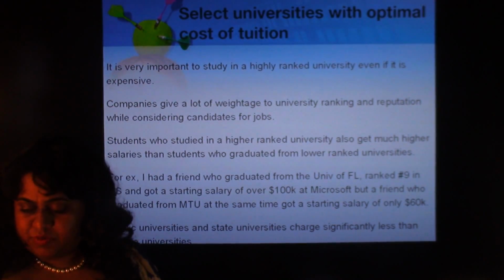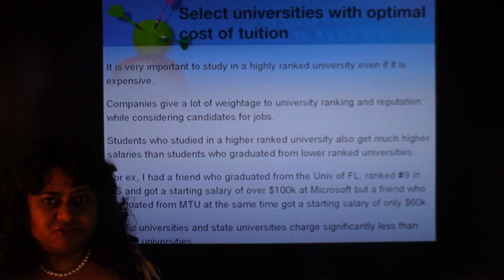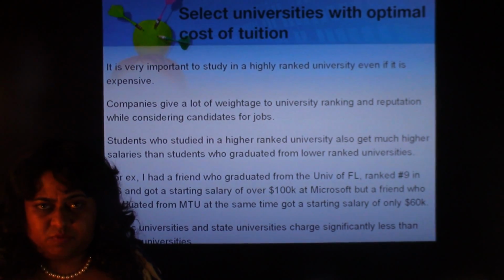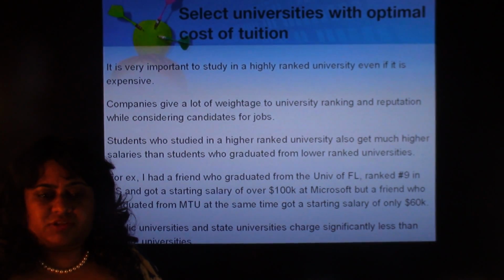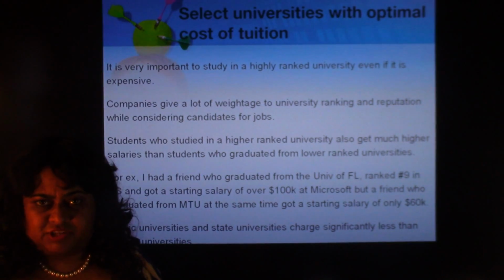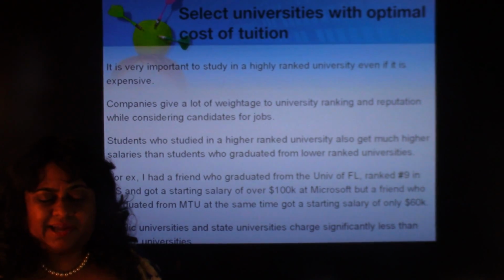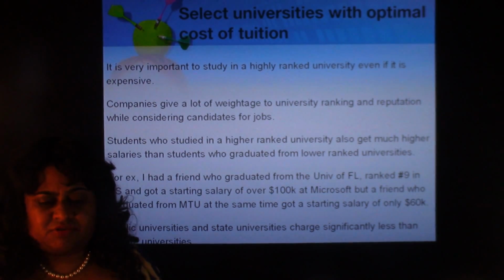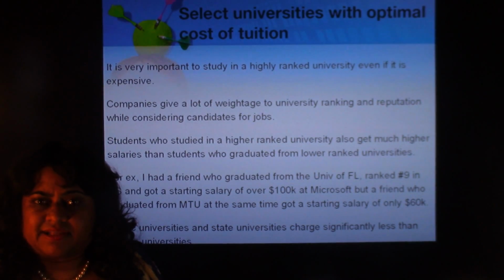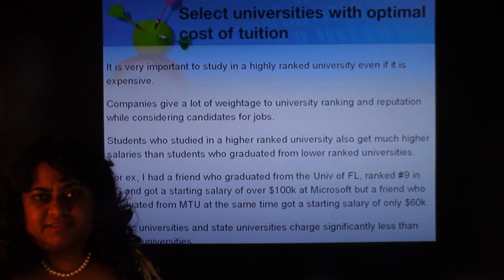For example, I had a friend who graduated from the University of Florida. That's ranked like top 9 in computer science. And he got a job in Microsoft, and his starting salary was more than $100,000. This was maybe 10 years back, sometime in 2005. So the guy who graduated with a 4.0 GPA from the University of Florida got a starting salary at Microsoft of more than $100,000 per annum. And there was another guy at Michigan Tech University that was ranked lower than 100. And he also had a 4.0 GPA. And he also got a job in Microsoft, pretty much a similar kind of job. But his starting salary was only $62,000 per annum. So see the difference? There's a difference of almost $40,000 in the starting salary.